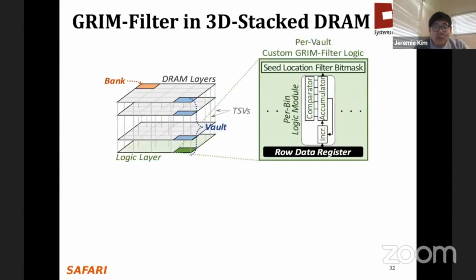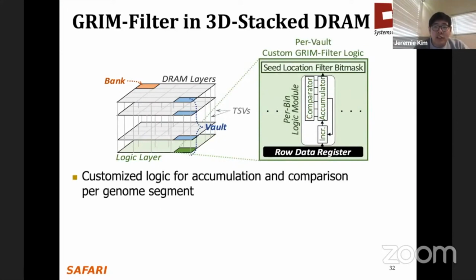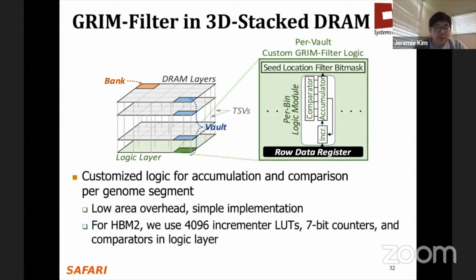So now let's look at the implementation of the logic in the logic layer. GRIMFilter only requires very simple design for enabling bit vector sum and threshold compare across many bins simultaneously. One comparator, one incrementer, one accumulator, and a buffer for each of the bins that we are checking in parallel. And this results in very low overhead and ease of implementation.